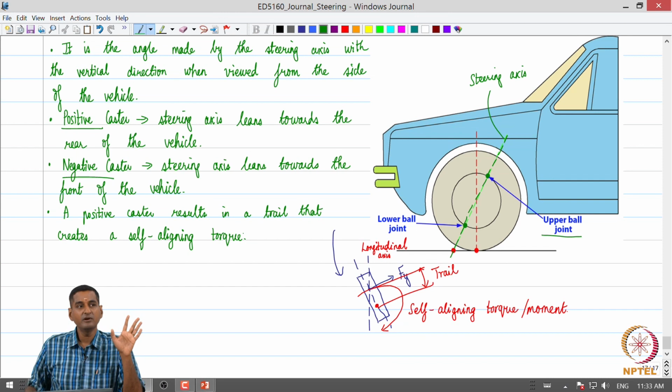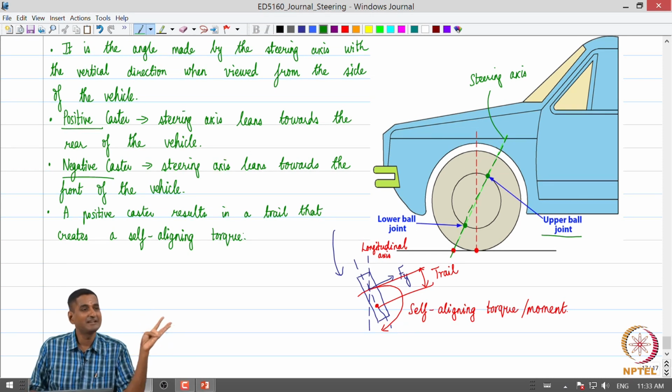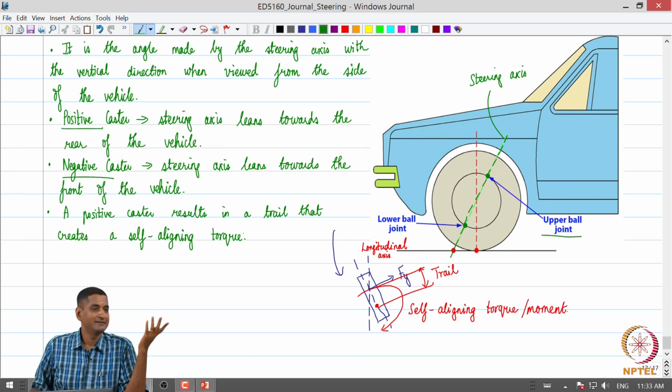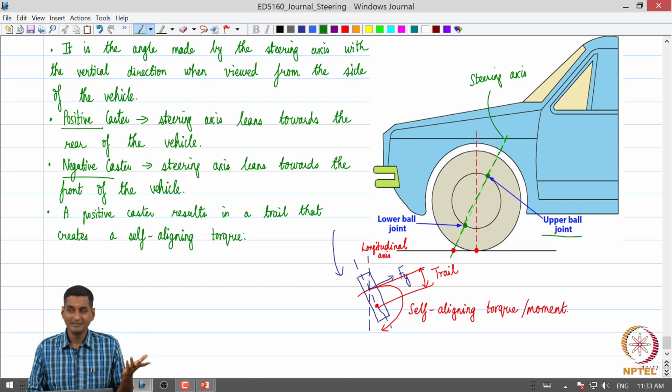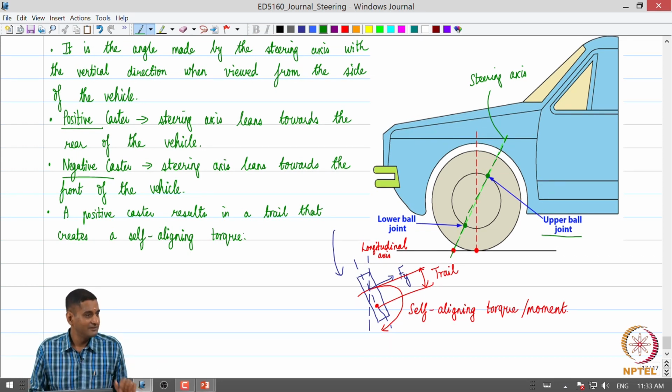However, we do not want to make this caster as high as possible. Why not? Of course, we want a certain amount of self aligning moment, but if we increase caster to a very large value, the effort that the driver needs to put in to turn the steering wheel also increases, because the driver needs to overcome these moments to steer the steered wheel. So, there is a trade off.